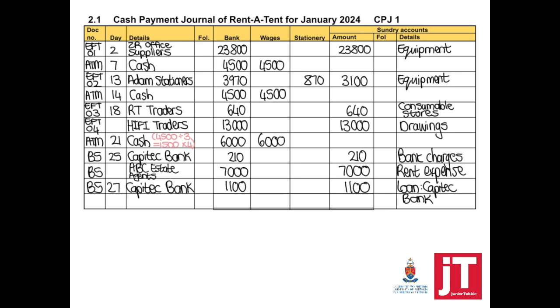Once we've now completed all the transactions, we are going to draw a line and all our money columns will be added up together. Remember what I said earlier. From the CPJ, bank is always credited and the rest is debited. This means that if I add up bank and I add up each column, wages, stationery, and sundry accounts, if you take those three and you add it together, the totals, it must equal bank. If it doesn't equal, it means somewhere you made a mistake and then you need to go back and check.